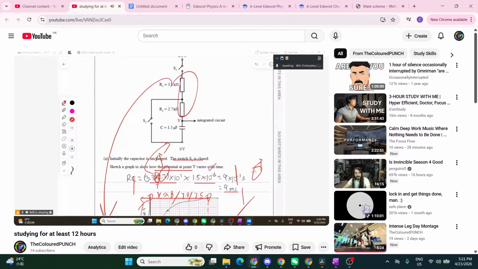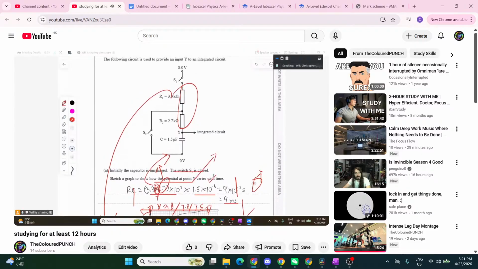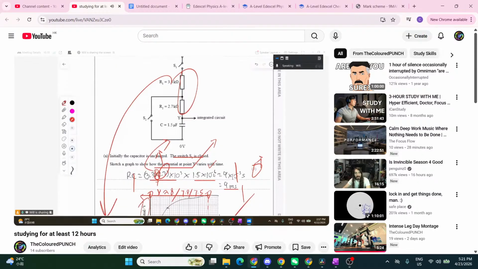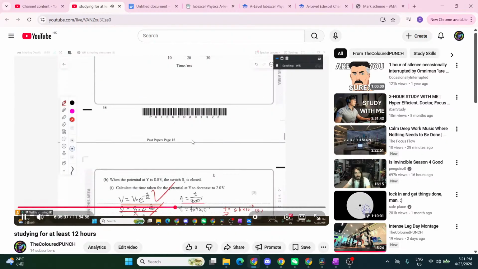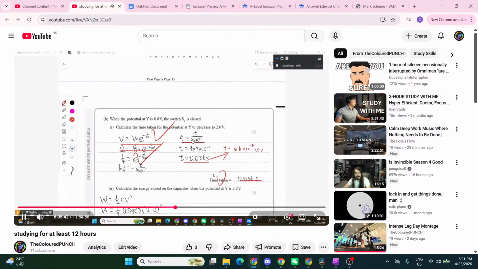Okay, so the RC time constant RC is not right, but the answer is still 9 milliseconds. They only label the RC, give 1 mark, not give the value mark. So in question A, one of the 3 marks only gave the RC formula, not the value. So in question A, we don't need to calculate the value, and in question B, we needed to calculate the value of RC.